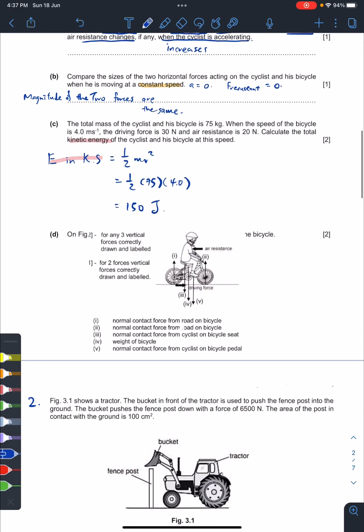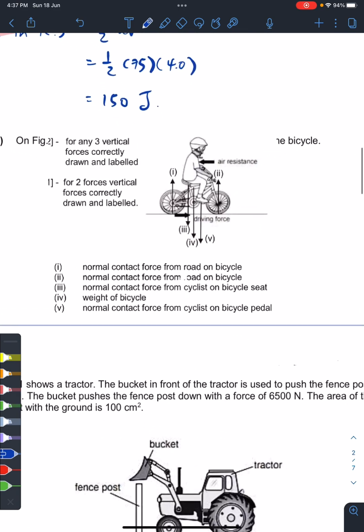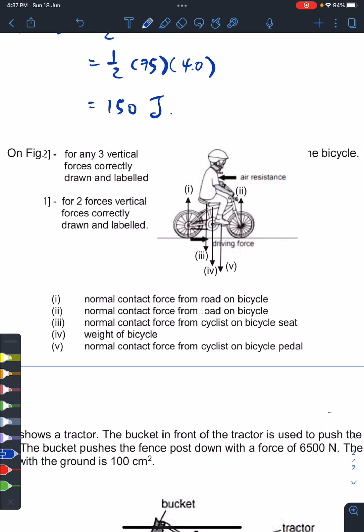Okay, next one. Label the forces. There are quite a few forces here, and technically there are 5 forces here that we can label. Most of them are contact forces. If you recall, Newton's third law stated that there is always an action-reaction pair.